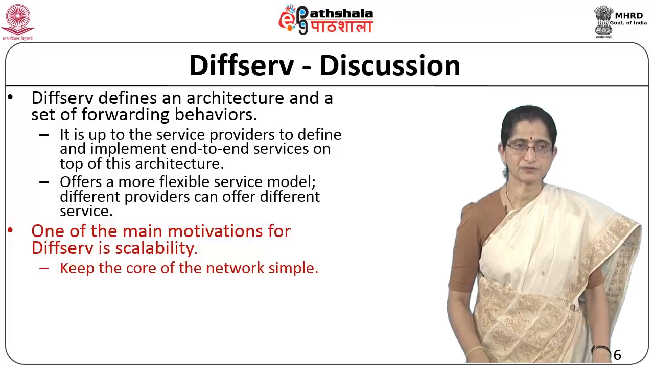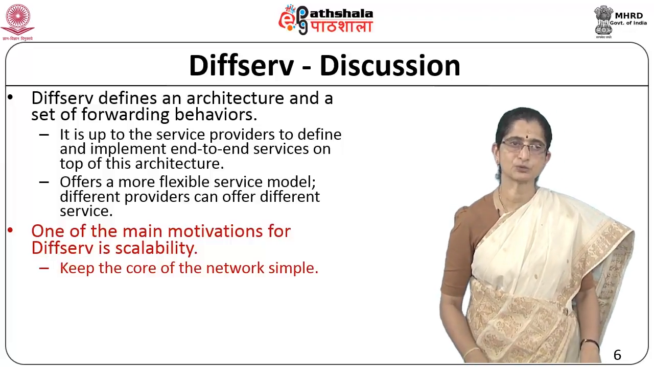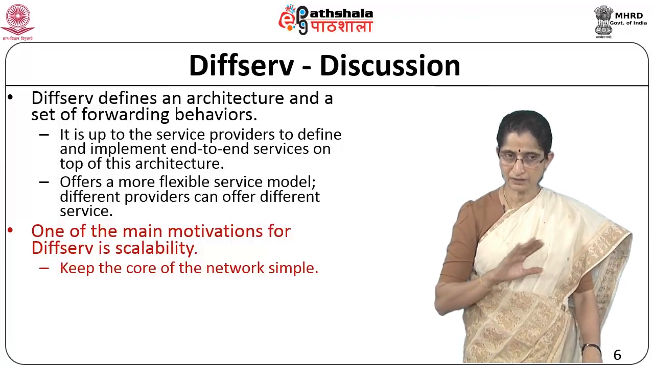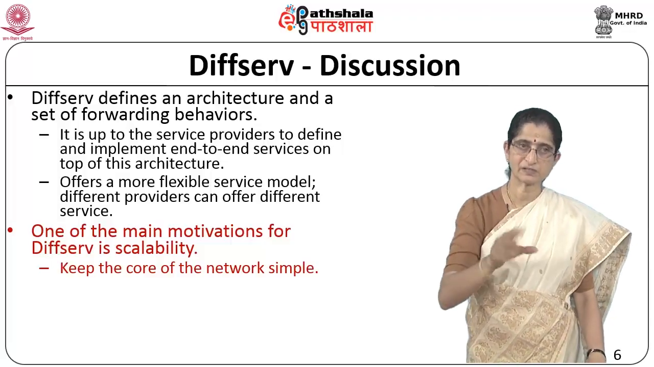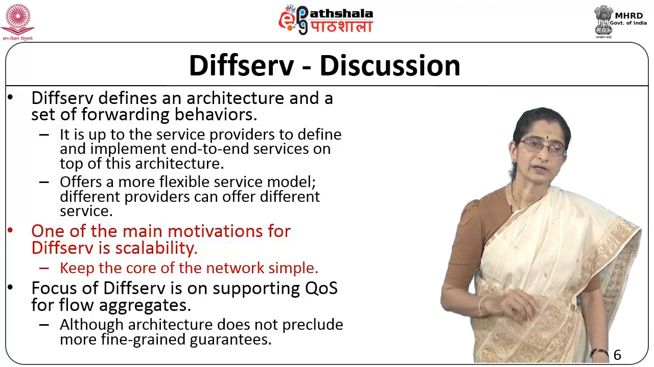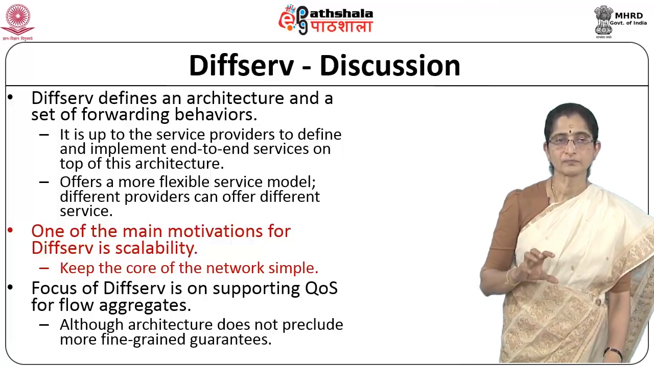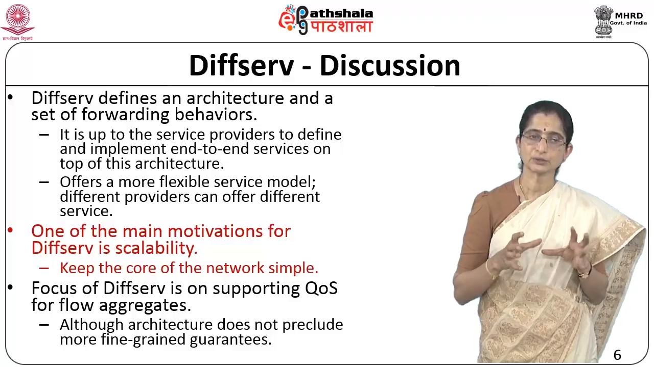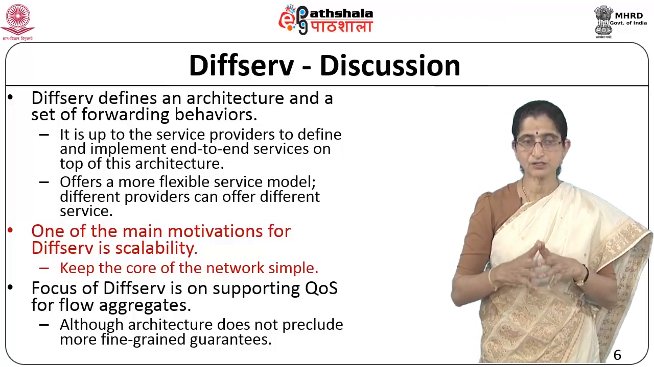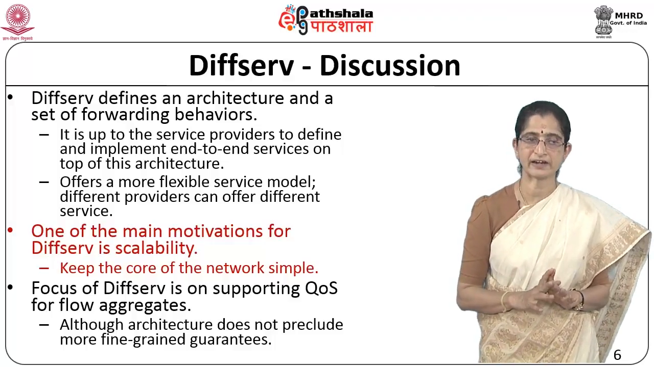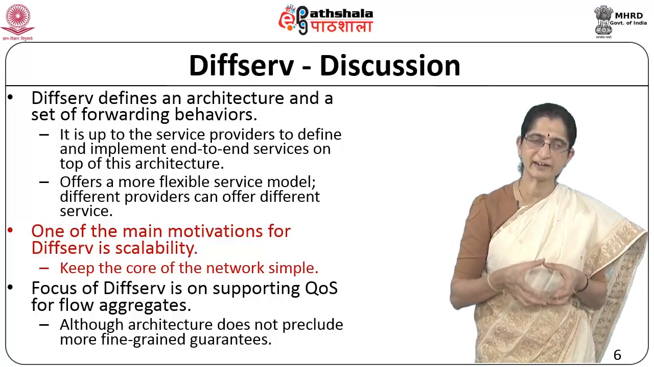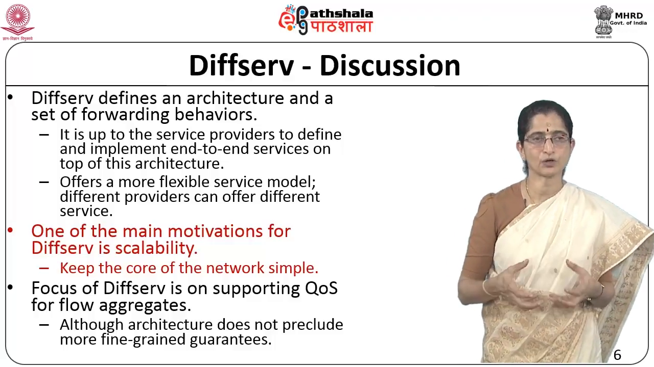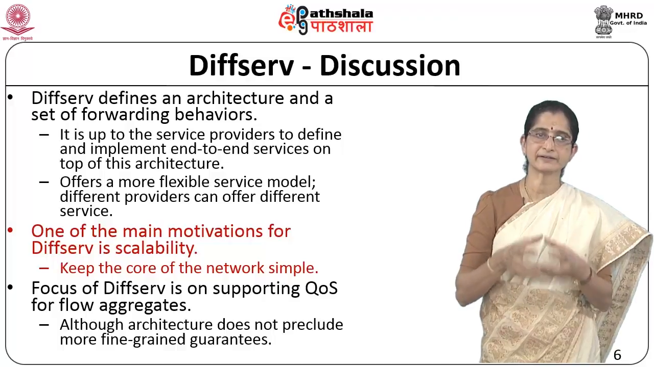Another motivation for DiffServ is that we need to have scalability. So we want to keep the core of the network very simple. We will see that shortly. The focus is on supporting quality of service for what are called flow aggregates. The architecture does not preclude more fine-grained guarantees, but the recommendation is that you aggregate traffic and provide quality of service guarantees for that aggregated traffic.